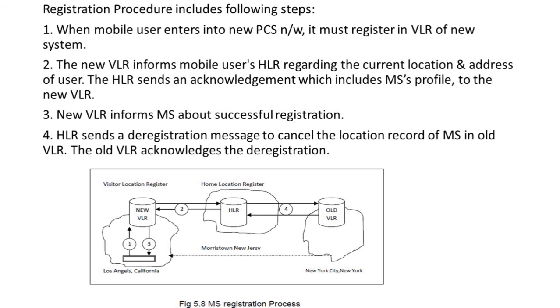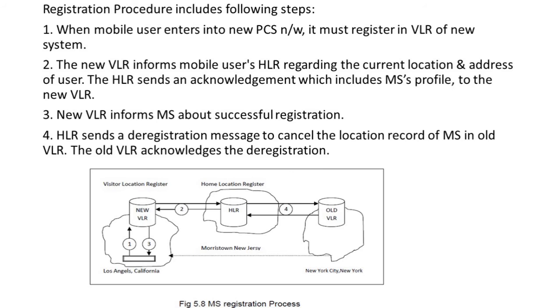If you are in Los Angeles, California, this is the new VLR, and your old VLR was New York City in New York. So through the HLR, the home location register, you have to update your location to the new VLR, and your old VLR updation, that is step 4, would be deregistration, meaning you will no longer be registered with the old VLR. So step 4 is there.